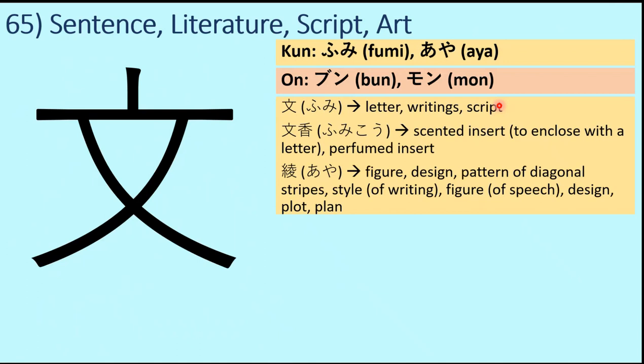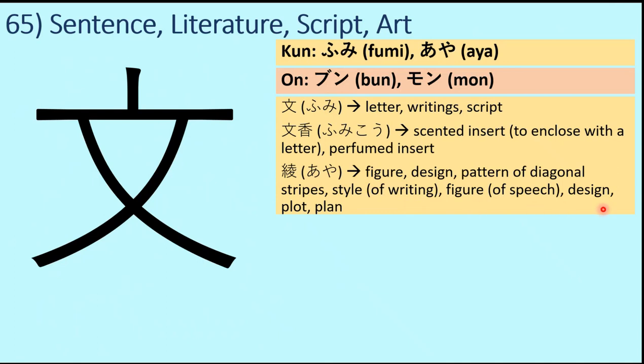Fumi means letter, writings, or script. Then we have fumiko, which means scented insert to enclose with a letter, perfumed insert. So something scented which is inserted somewhere inside a letter. Then we have aya, which means figure, design, pattern of diagonal stripes, style of writing, figure of speech, design, plot, or plan.